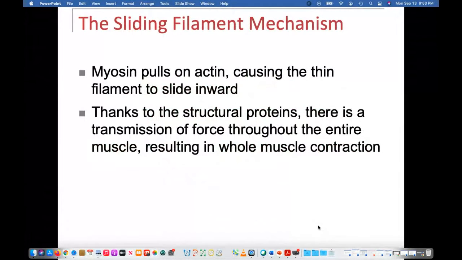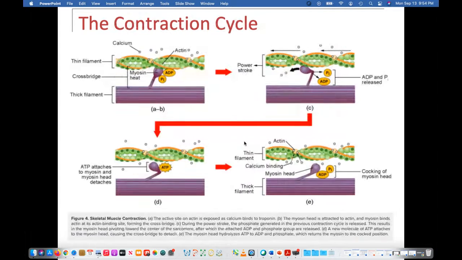So the myosin is going to pull on the actin, causing that thin filament to slide inward. And thanks to the structural proteins, nebulin, right? Remember nebulin, dystrophin, there's a transmission of the force throughout the entire muscle, resulting in the whole muscle contraction. How neat is that?